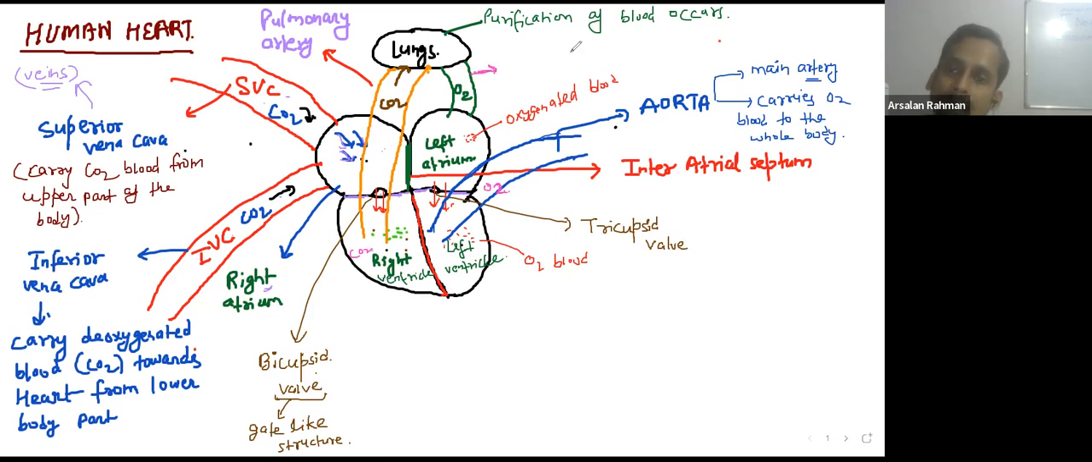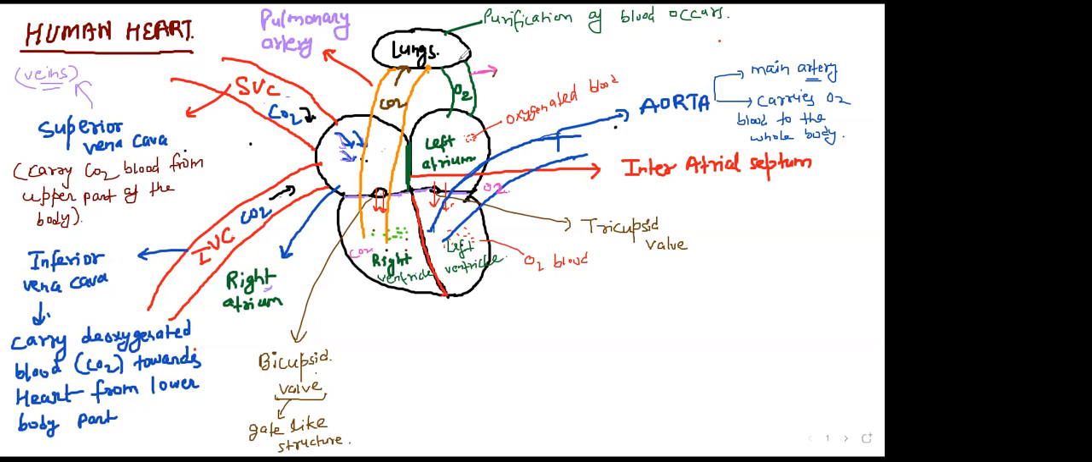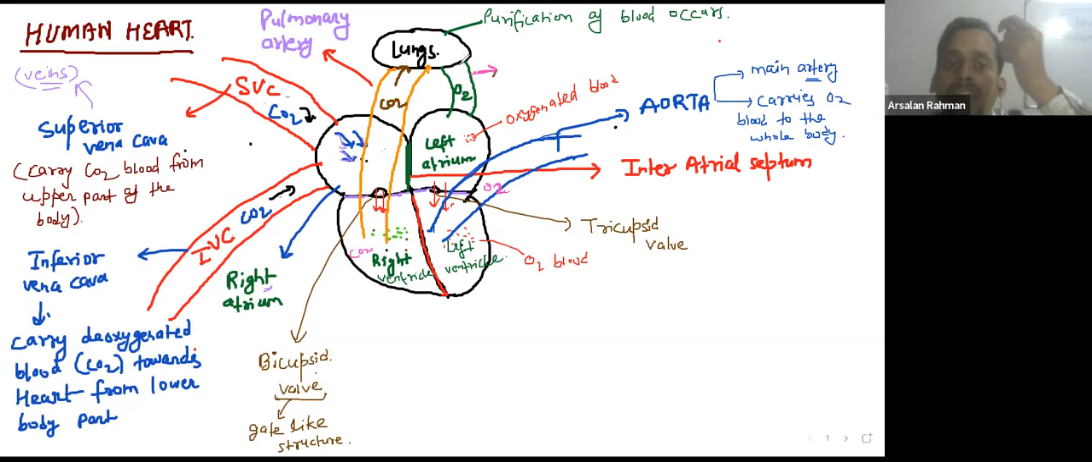Can you name this green pipe, is it an artery or a vein? Any one of you? It's a vein, sir. Yes, this is a vein because it carries blood towards the heart. This vein is related with the lungs. That's why its name would be pulmonary vein. Pulmonary means it is related with the lungs.